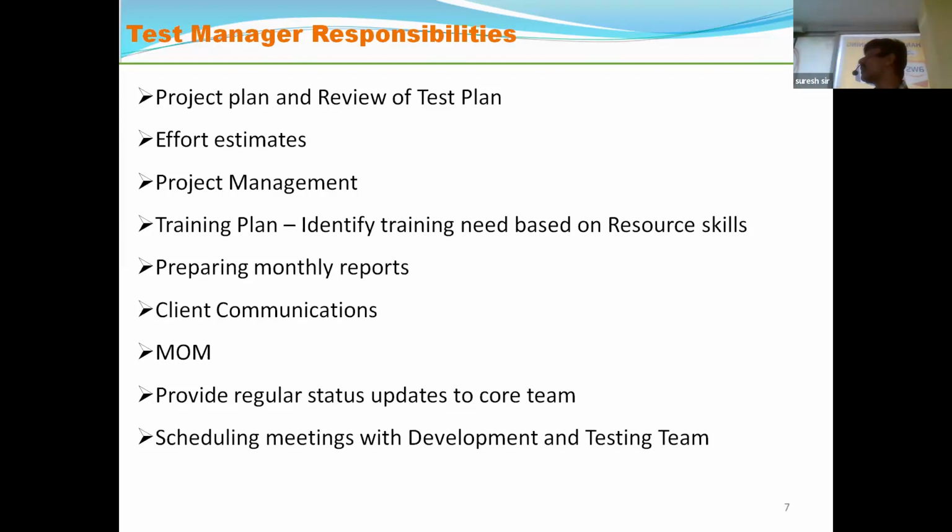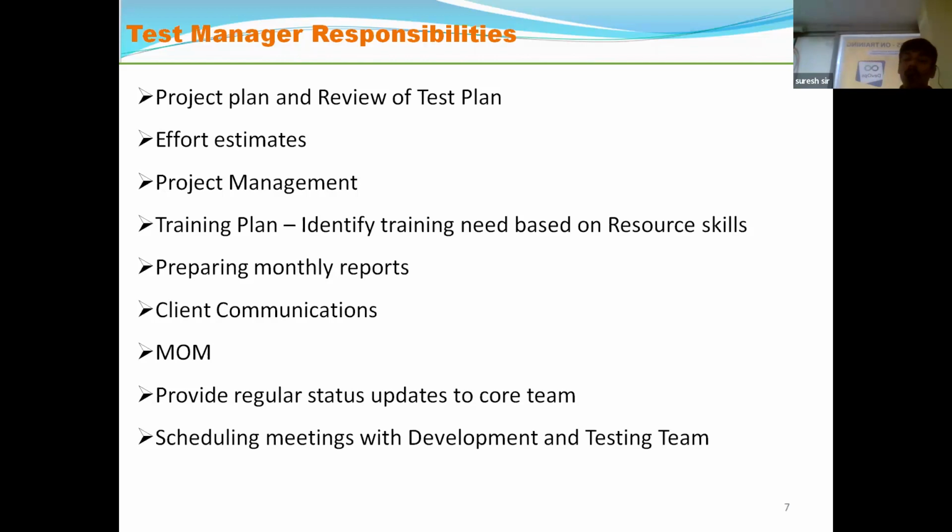What are the total testing activities for that particular month? What are all the development activities? All that progress needs to be taken care of by the respective manager. It's not just preparing the report. Once he has prepared the report, he needs to take care of communicating with the client.